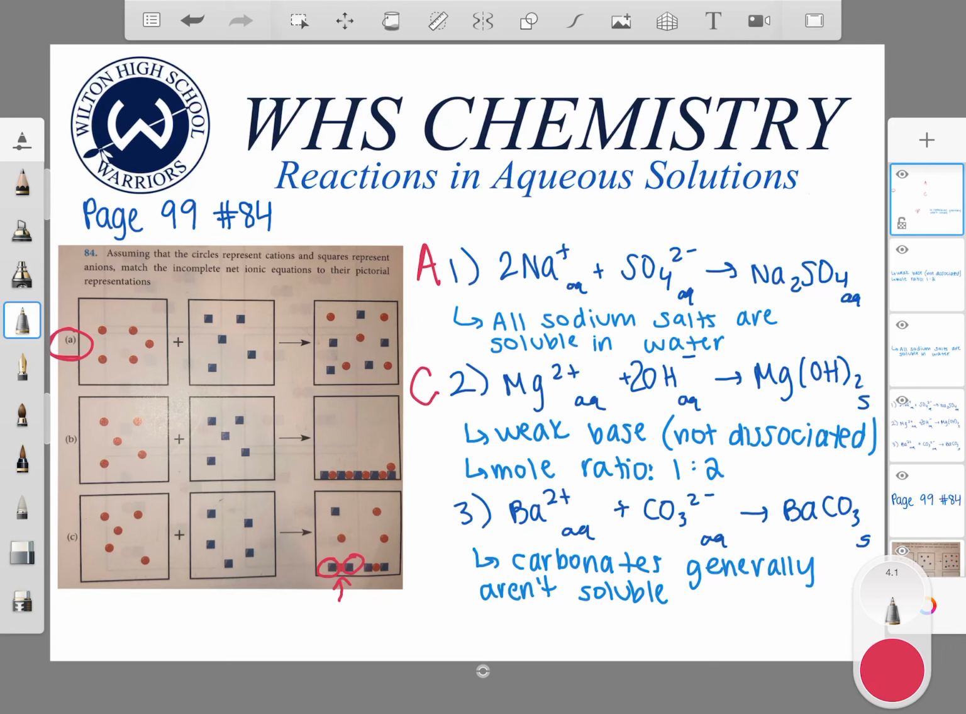For 3, barium carbonate, we know that carbonates generally aren't soluble, so we can assume that BaCO3 is B, also because all of the compounds have a 1-to-1 ratio.